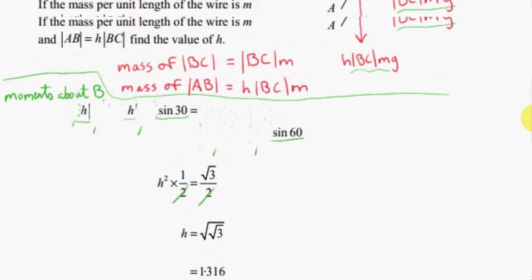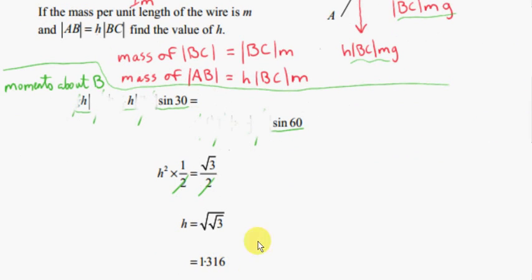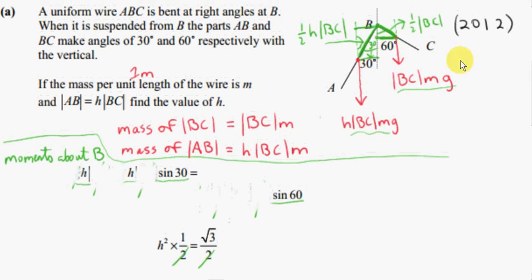So that's what we need to multiply BC by to get AB. So AB is 1.316 times the length of BC.